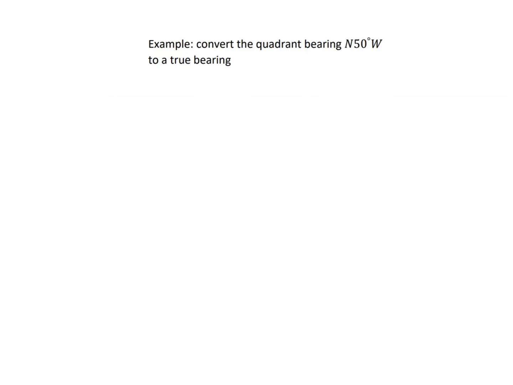In this question, we want to change a quadrant bearing to a true bearing. Again, we're going to draw a diagram. We'll label north, south, east, and west. It starts at north and it goes 50 towards the west. So I'm going to go this way, 50 degrees in the westerly direction. There's my resultant. Now remember that in true bearing we start at north and go clockwise, so I have to start at north and go all the way around to here.